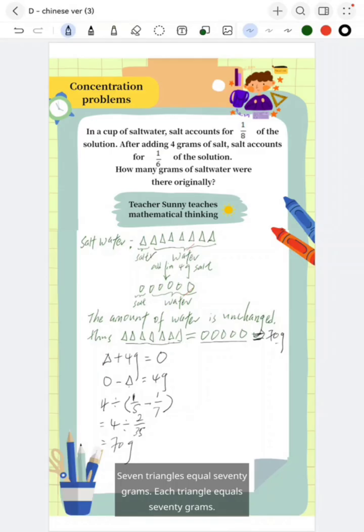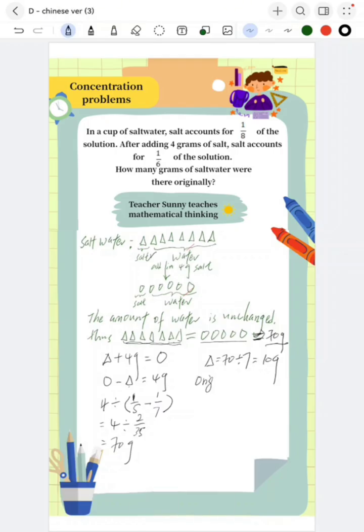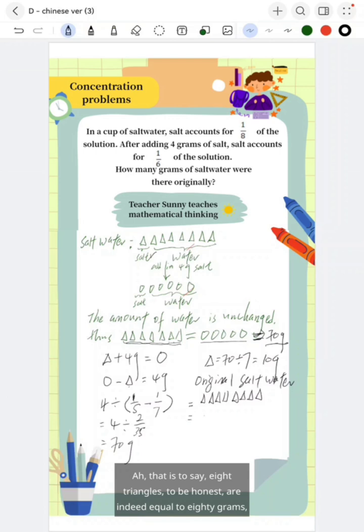Seven triangles equals 70 grams. So each triangle is 70 divided by 7, which equals 10 grams. So how much salt water was there originally? It is equal to 8 small triangles, that is to say, 8 triangles are equal to 80 grams. So we can calculate the original salt water solution.